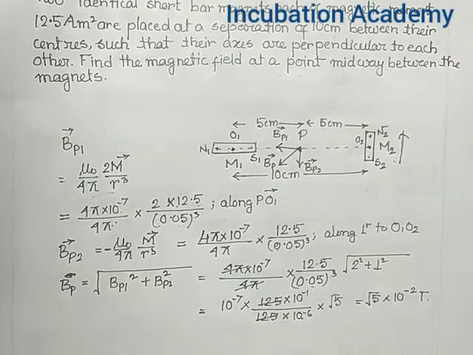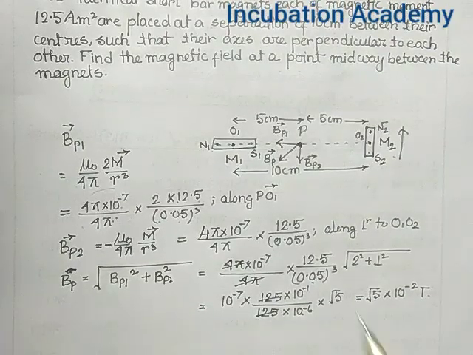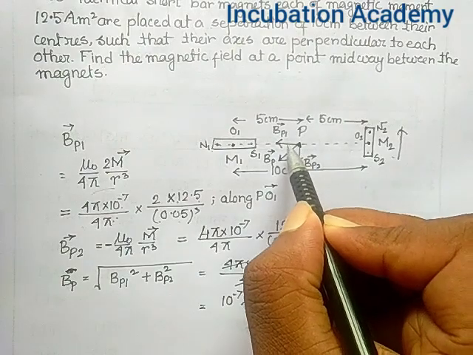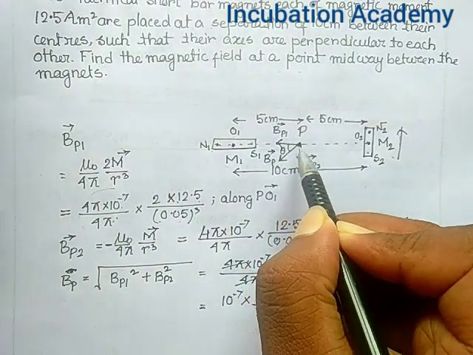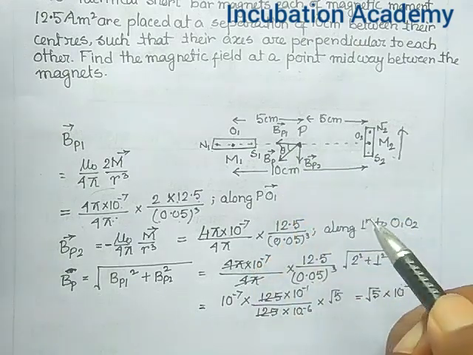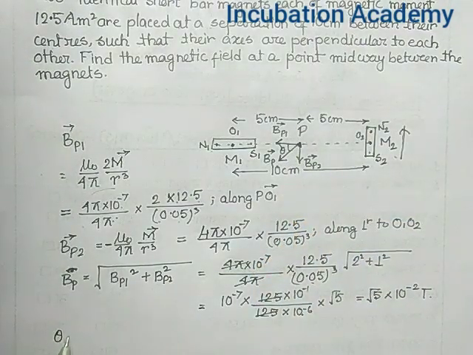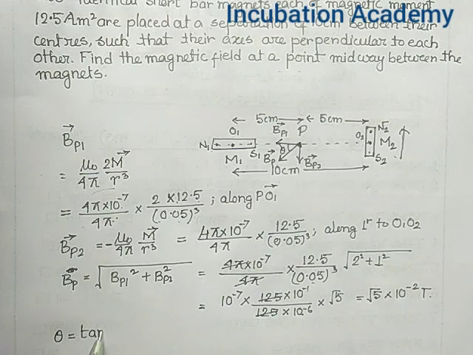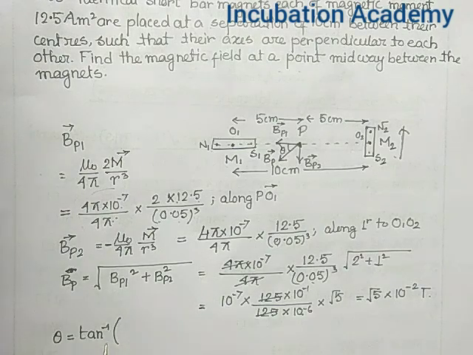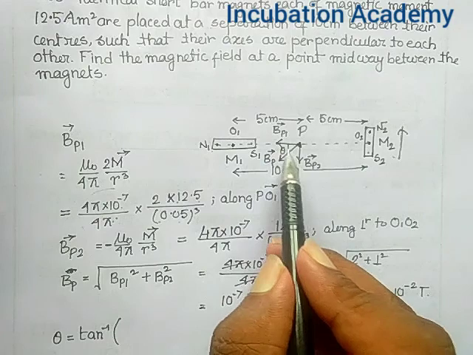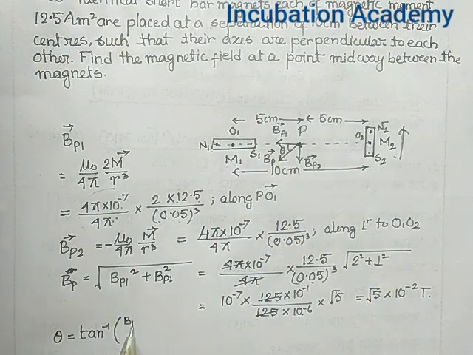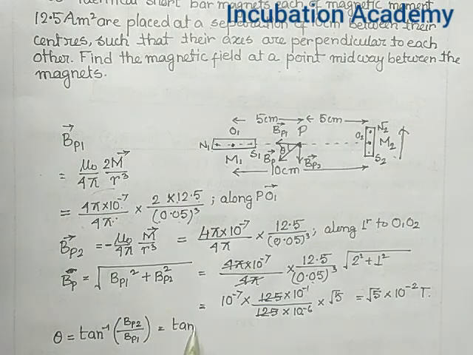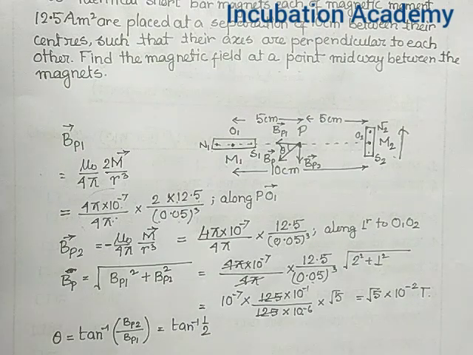Now if I want to know the direction, suppose the resultant magnetic field makes an angle theta with BP1. Then theta is equal to tan inverse of BP2 divided by BP1, that is the magnitude of BP2 divided by BP1, and that will be tan inverse of 1 divided by 2. So this is the magnitude of the magnetic field, and that is the direction. Thank you all of you.